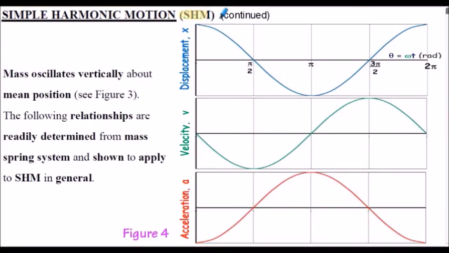SHM theory continued. So now the mass oscillates vertically about the mean or the equilibrium position shown in the previous figure 3. And from figure 3, the following relationships can be readily determined from the mass spring system and indeed shown to apply to simple harmonic motion in general. Figure 4 here shows the relationship between displacement, labelled as x, velocity, labelled as v, and acceleration, labelled as a.